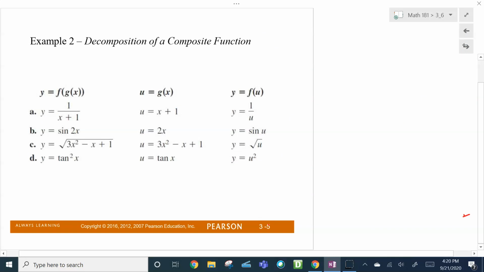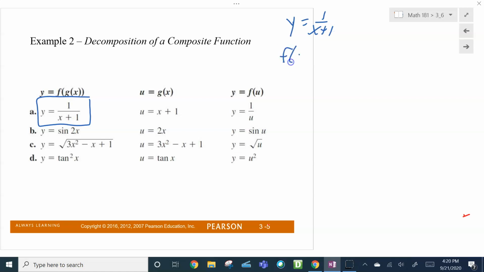All right, so the question is, can you decompose the functions? Can you think of what f of g of x is and what g of x is? Okay, and I'm going to use the notation f of u and g of x. So for example, what are the two functions that make up y equaling 1 over x plus 1? What's the root function, I'll call it? F of u is 1 over u, and g of x is that x plus 1. That x plus 1 is going to go in there for u because here u is g of x.